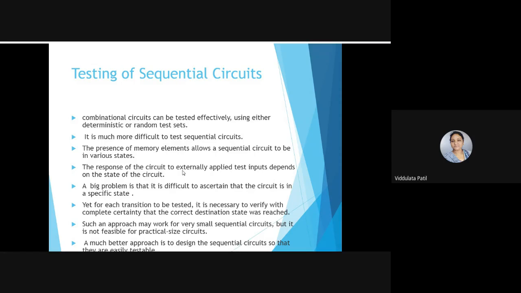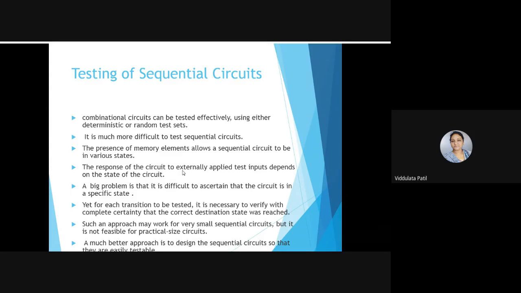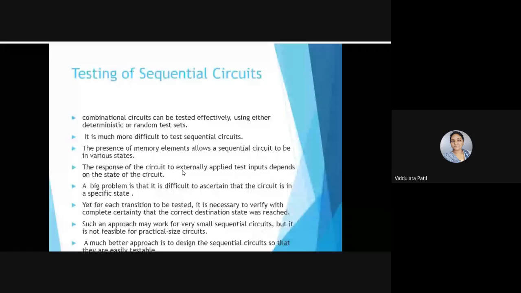Because of this requirement, sequential circuit testing becomes more difficult as compared to a combinational logic circuit. In a combinational logic circuit, we can have a test vector in any of the methods, deterministic or random test. In any one of these methods, we can apply a test vector, check the output, and decide whether the circuit is faulty or not. But we cannot do this in a sequential logic circuit.